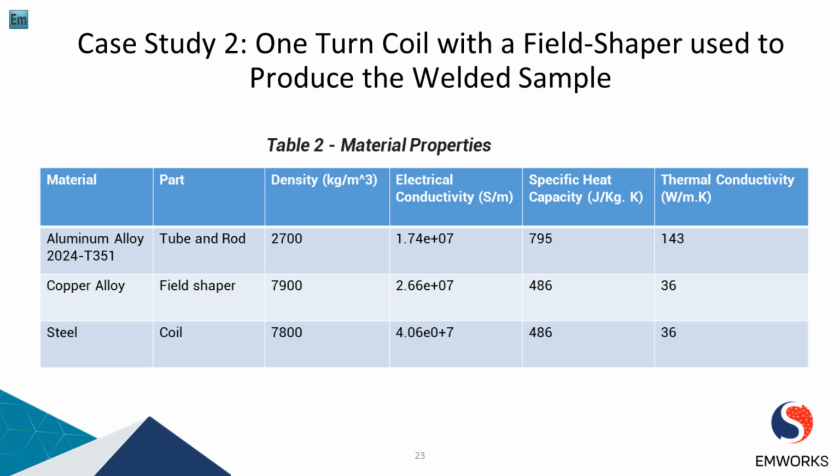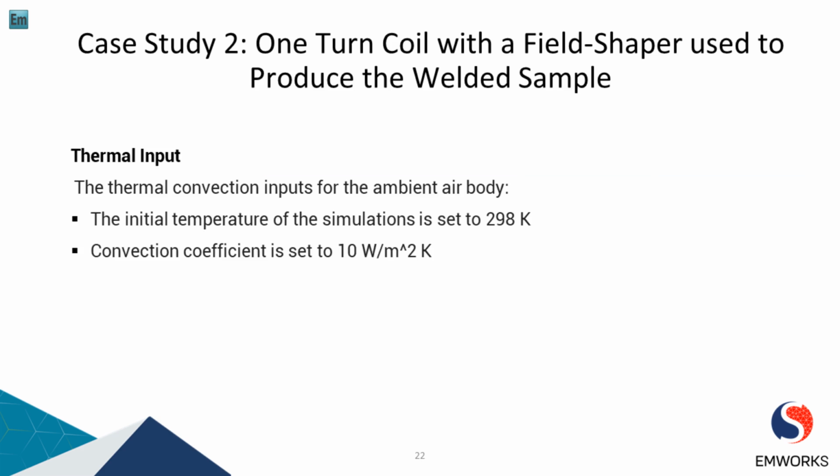So let's explore the thermal input of this case study. In this case study, we focused on welding using a one-turn coil as well as the field shaper. The thermal convection input for the ambient air was around 298 Kelvin. This was the initial temperature set for the simulation, and the convection coefficient is set to 10 watts per meter squared Kelvin. Again, understanding the thermal environment is essential for an accurate simulation.